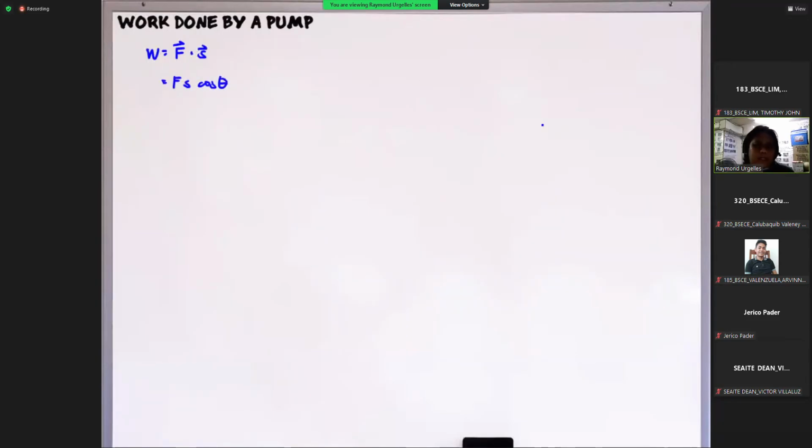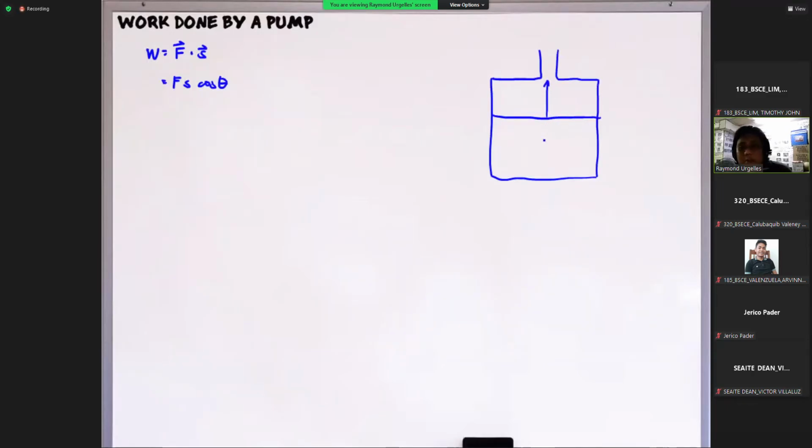Diba? Pero pagdating naman sa pagpa-pump ng water, imagine natin, we have, let's say, a cylinder. Okay? So let's say yung water, pinapump natin, for example, pataas. So kaya yung force na ina-exert natin dito ay pataas, tapos yung displacement ng water natin is also pataas. Therefore, the angle between them is 0. Kaya cosine 0 din yung lalabas dito, so this will just be equal to 1. Again, para sa isang pump, force times displacement lang yung lalabas.